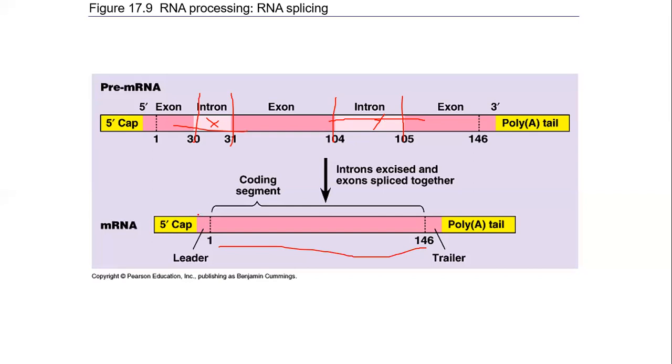Another thing they do is they put a cap on either end, and the caps are very, very different. The reason for that is so that the cell knows where to start reading the code and where to end reading the code. You don't want to read a sentence backwards. So you have a beginning and an end to the messenger RNA.